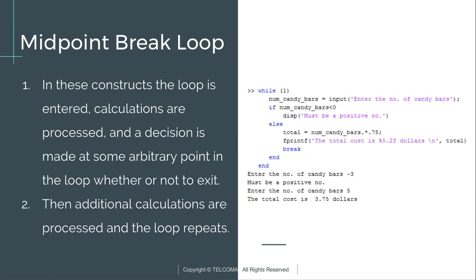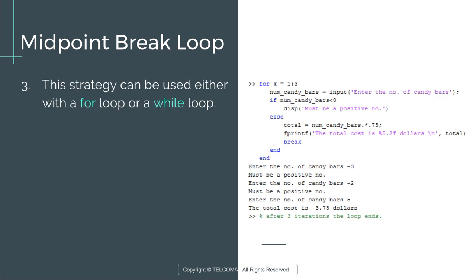Next is midpoint break loop. In these constructs, the loop is entered, calculations are processed, and a decision is made at some arbitrary point in the loop whether or not to exit. Then additional calculations are processed and the loop repeats. So you just try this program by yourself in the MATLAB. You will come to know about the midpoint break loop. This strategy can be used either with the for loop or a while loop.